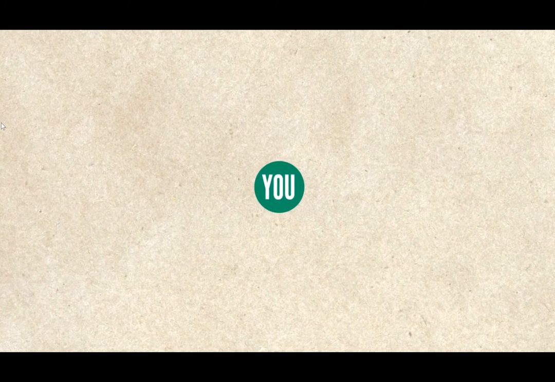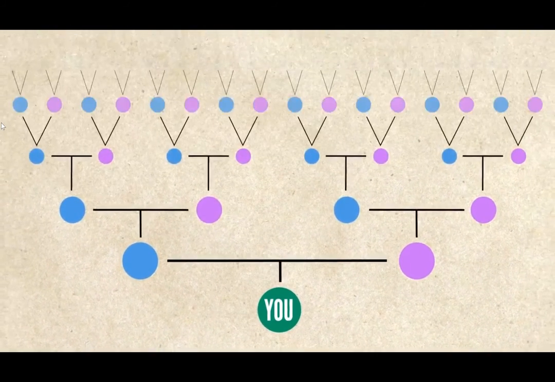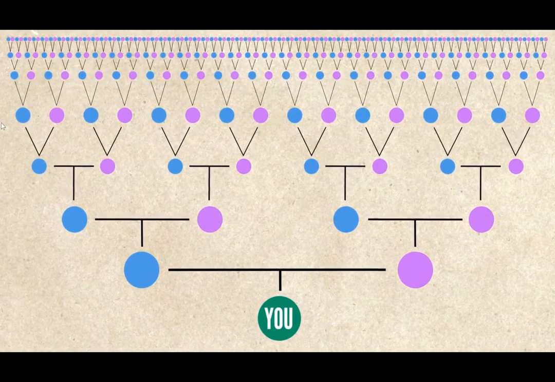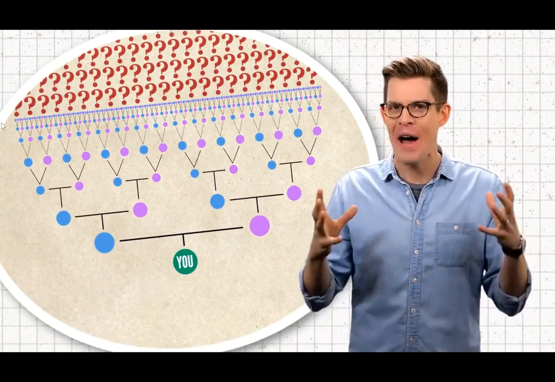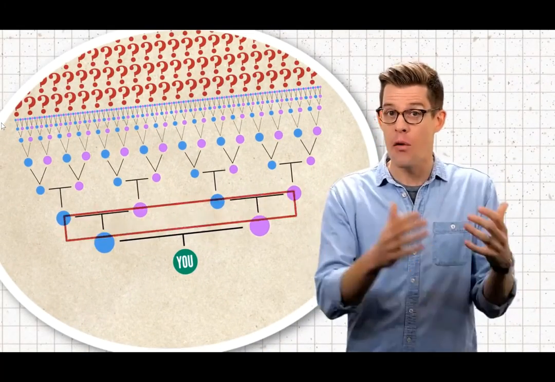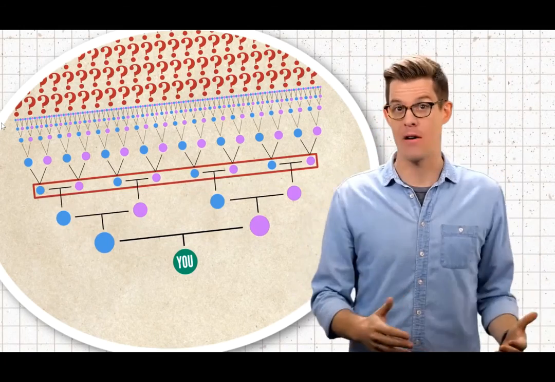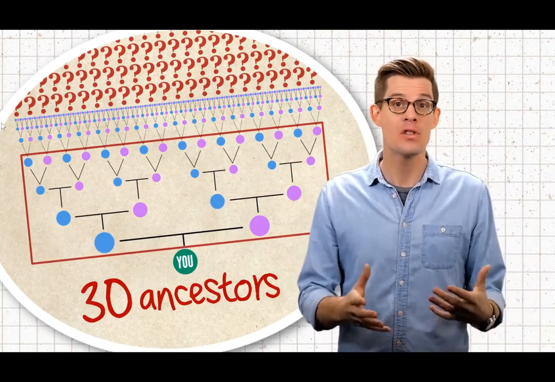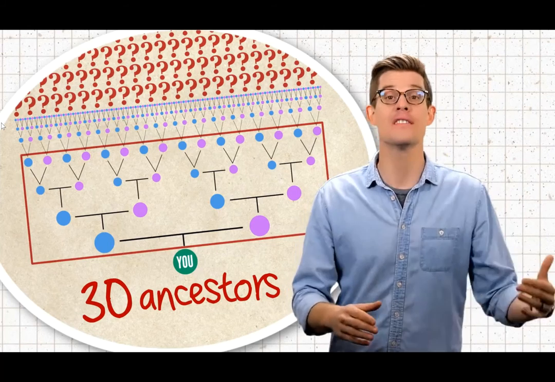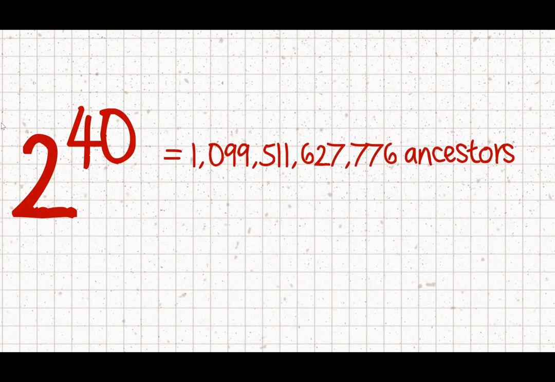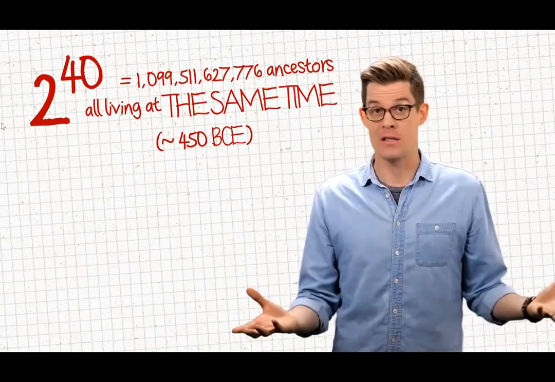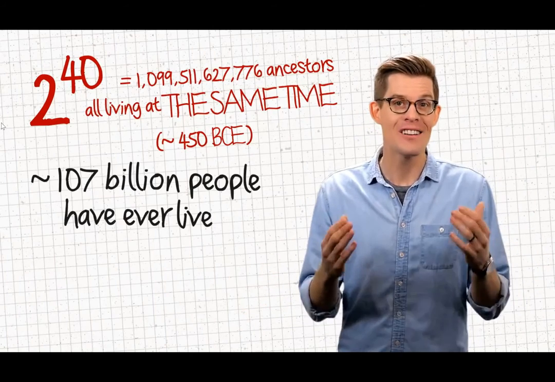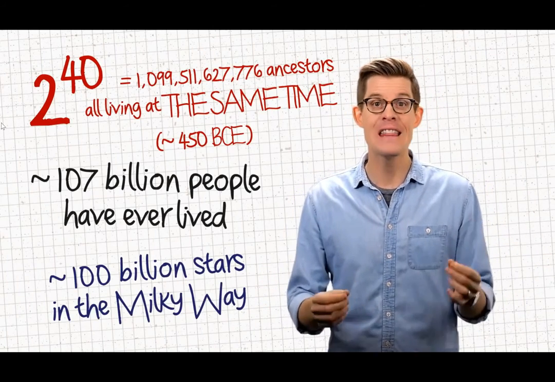This is you, and these are your ancestors, a huge pyramid stretching into the past and balancing right on your head. How many ancestors do you have? Well, you have 2 parents, 4 grandparents, and 8 great-grandparents. 4 generations back, your direct ancestors total 30. If we continue down this line, doubling every step, just 40 generations ago, we'd find 1 trillion ancestors all living at the same time, which is ridiculous.